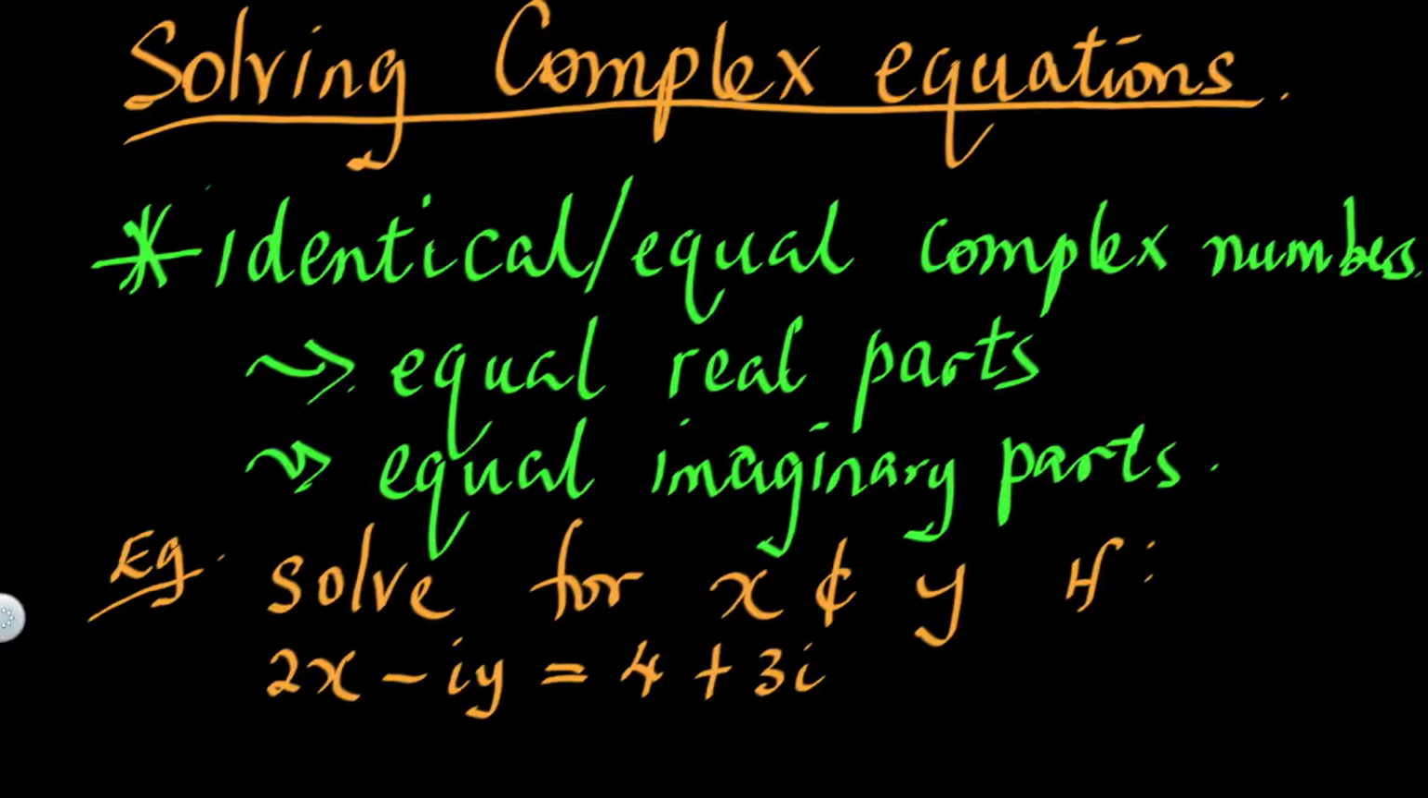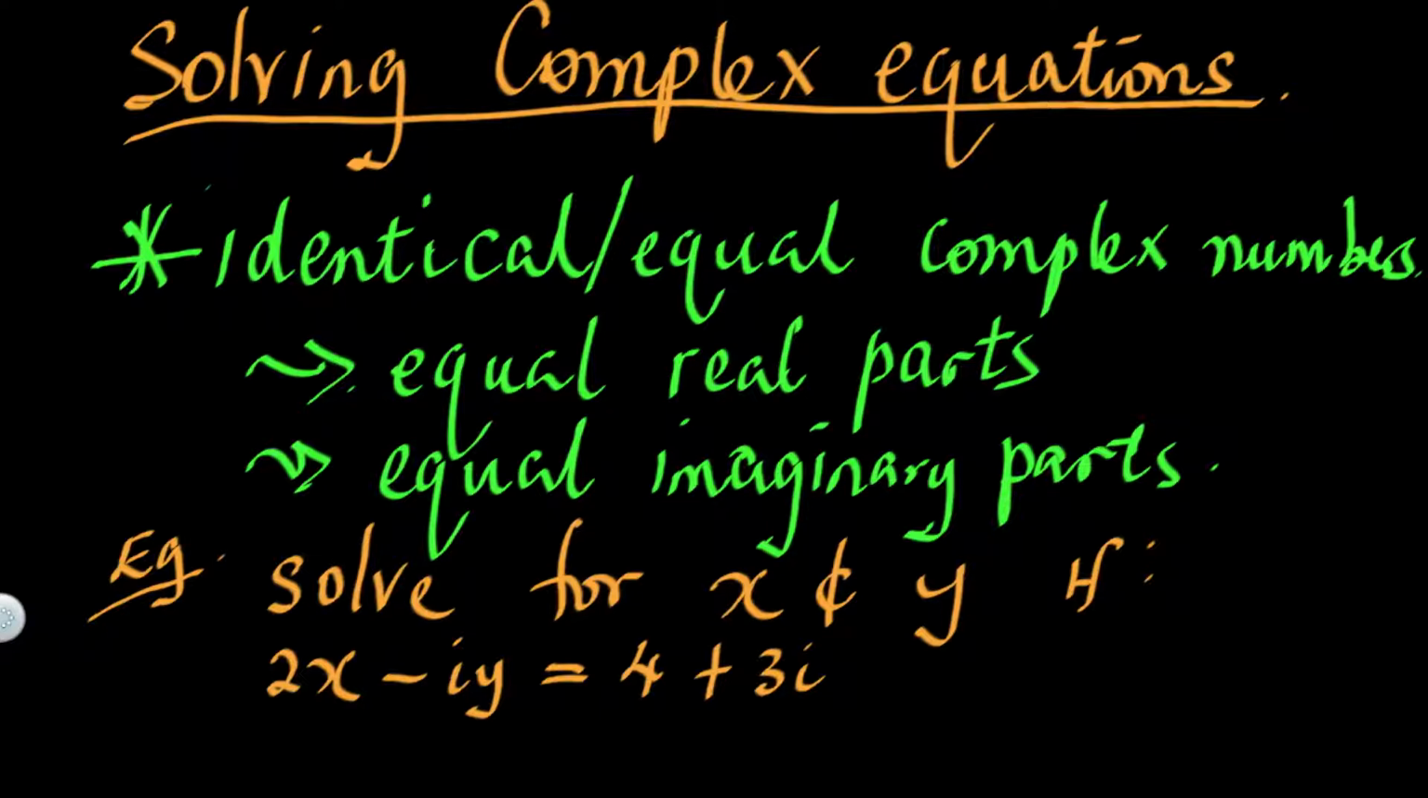So in most cases, we go to the left-hand side of our equation and manipulate it to be in the standard form of a complex number. Then we also go to the right-hand side of our equation and manipulate it to be in the standard form of a complex number. Then we conclude that the real parts are equal, which means we're going to equate the real parts on the left-hand side and what we have on the right-hand side. Then we also equate the imaginary parts on the left-hand side and the imaginary parts on the right-hand side. I can explain it better using the example that I have.